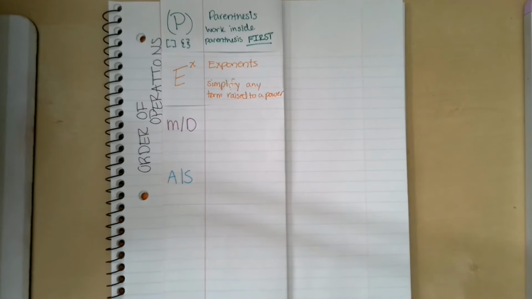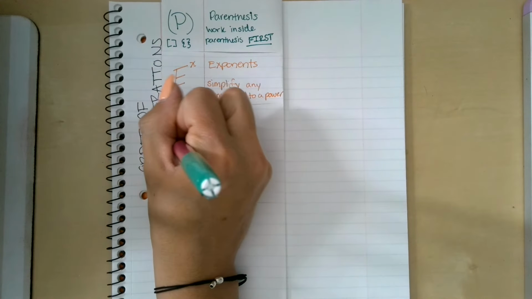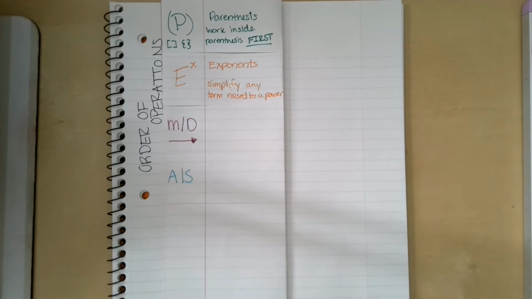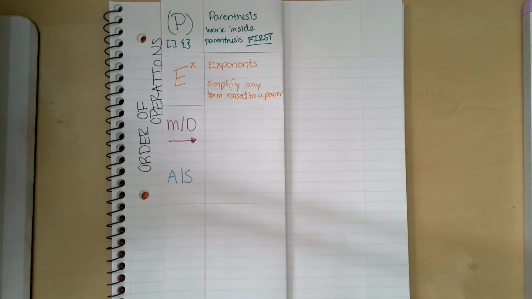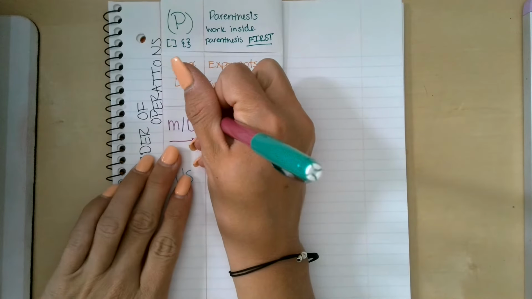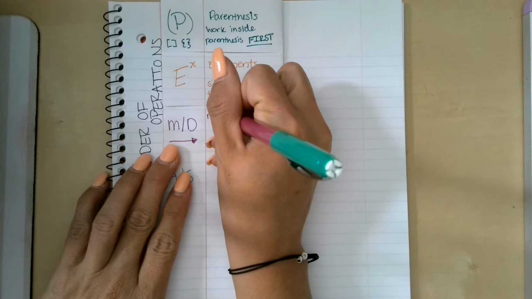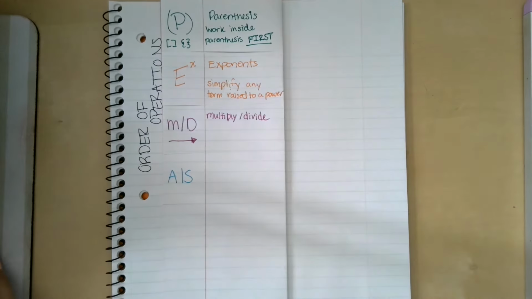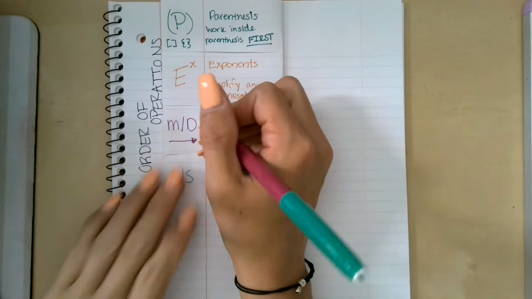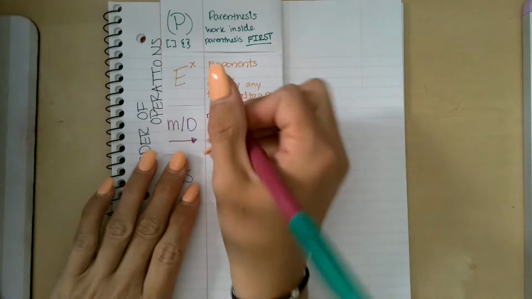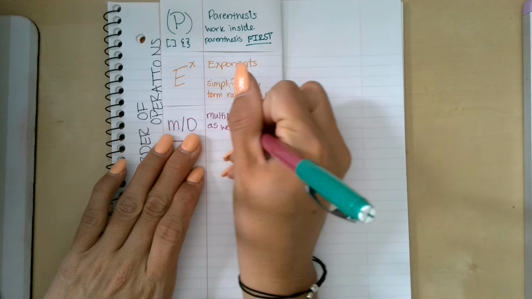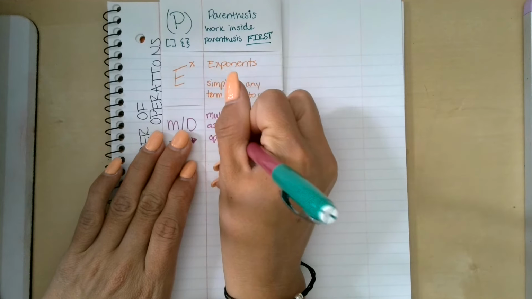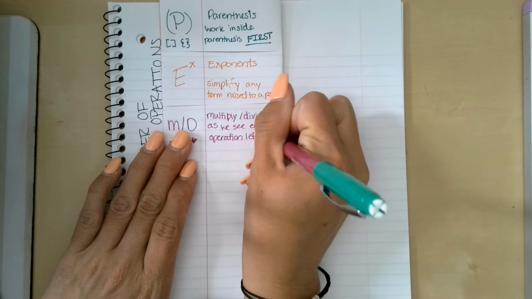Our next step is multiplication and division. So we're going to draw an arrow here because sometimes people think you do all multiplication and then all division. But in reality, we're going to do multiplication and division as we see them from left to right. So this M and D stands for multiply and divide. And we are going to do this as we see each operation left to right.